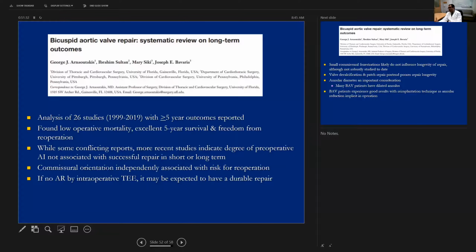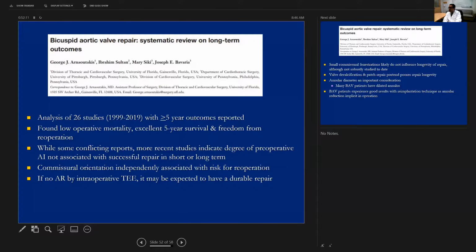It all depends on all the factors I talked about when we look in the operating room and on the transesophageal echo: the leaflet mobility, the strength, the tethering, the calcification. All those play a bigger role than AI by itself. We did find that commissural orientation was associated with risk for reoperation, meaning the type 1 bicuspid valves are more difficult to reimplant and repair than a type 0 bicuspid valve. You can imagine why, because a straight 180-180 orientation is much easier to deal with geometrically than a type 1 valve, which is more asymmetric.